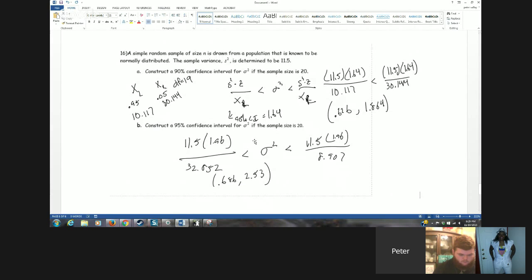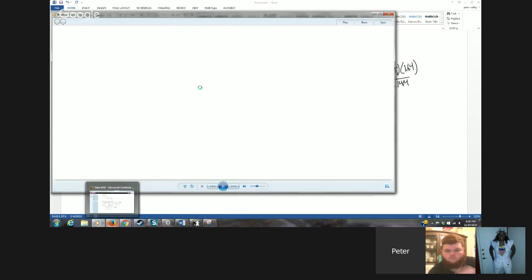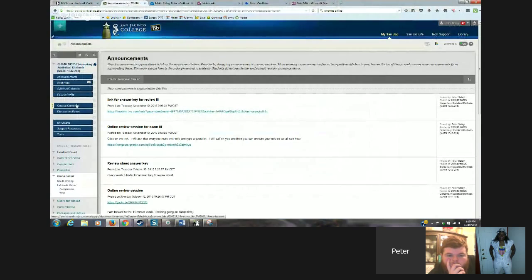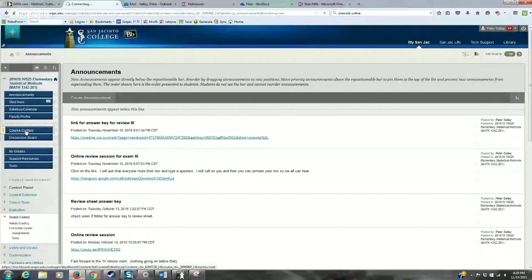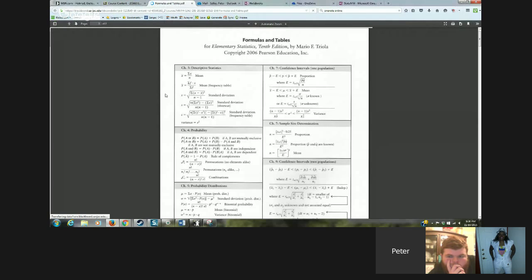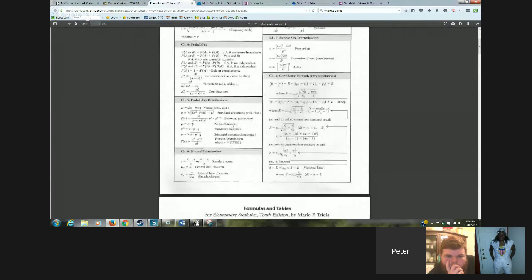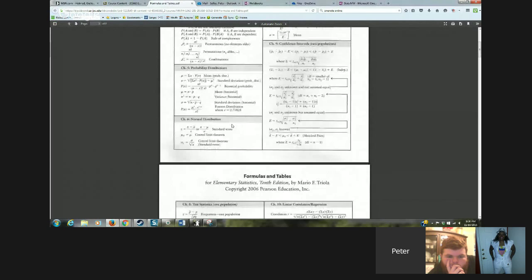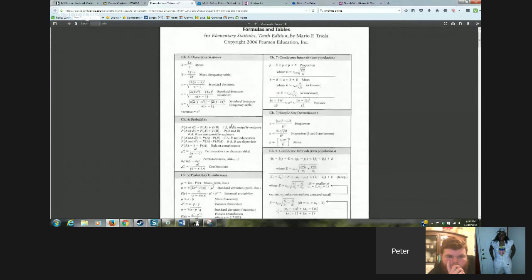There we go. Okay, so number 16 is a confidence interval on variance, which is the last new thing that we covered Wednesday of last week. I'm going to go back to Blackboard and pull down the formula chart. This is a good one to emphasize the formula chart on. Let's see, where is confidence? Oh, there it is.